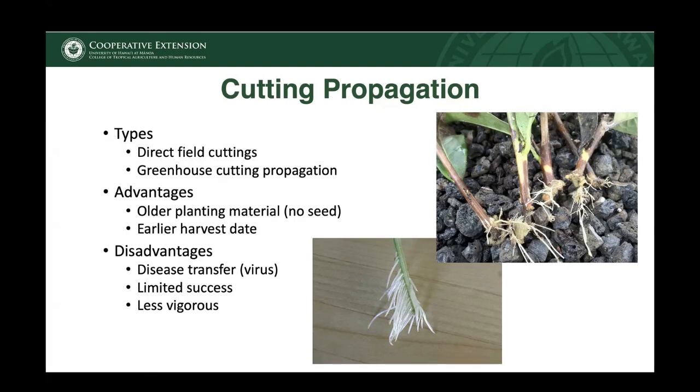And just like air layering or grafting, you can get this earlier harvest date because you're basically rooting mature wood or mature plant material that has the capability of fruiting immediately.